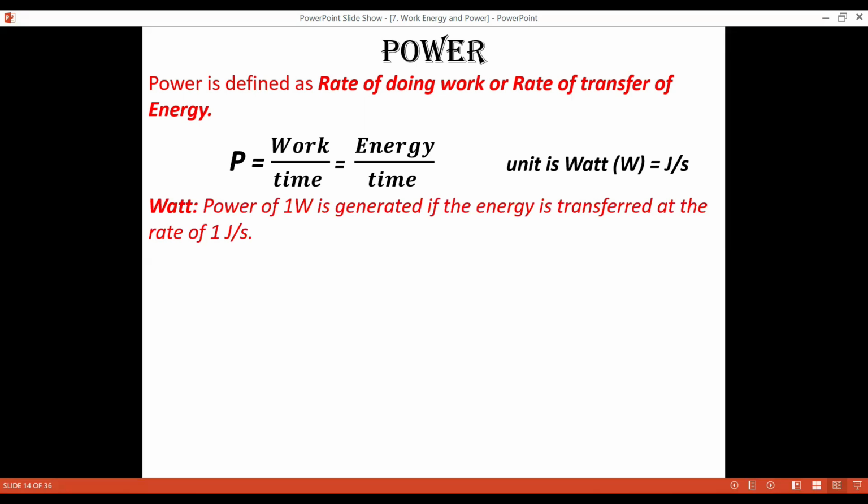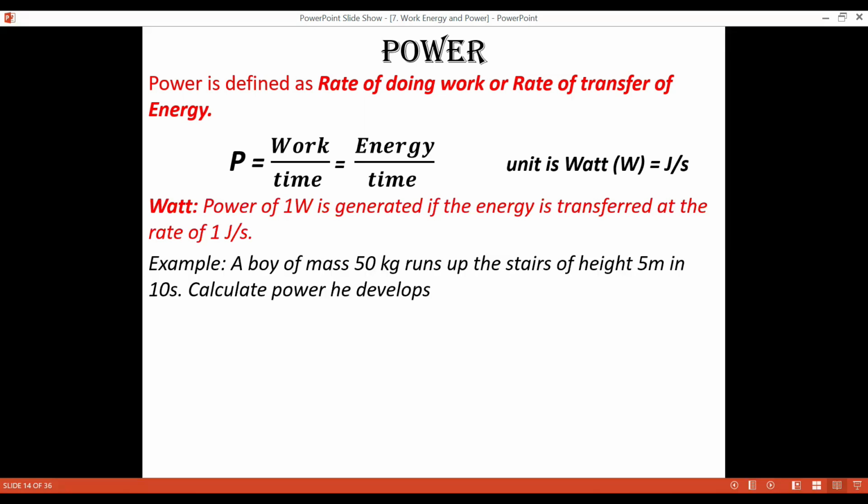In this case, how to calculate power? For example, we have a student, a boy whose mass is 50 kg, and he runs up the height 5 meters in 10 seconds. What is the power developed?